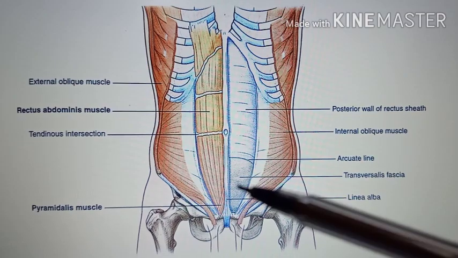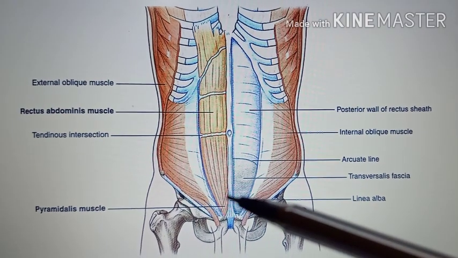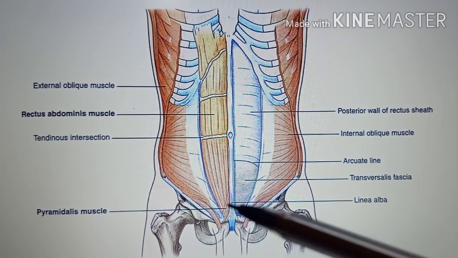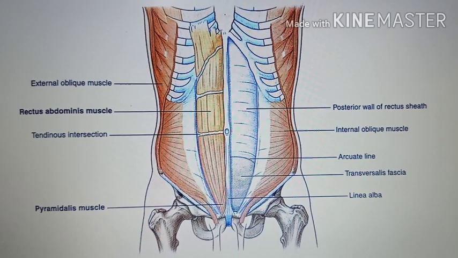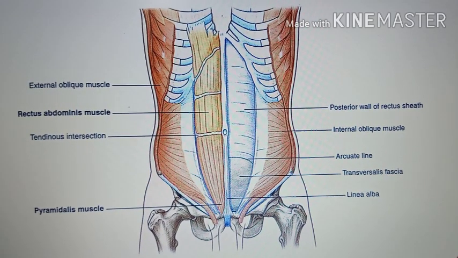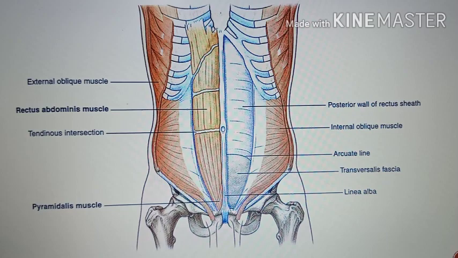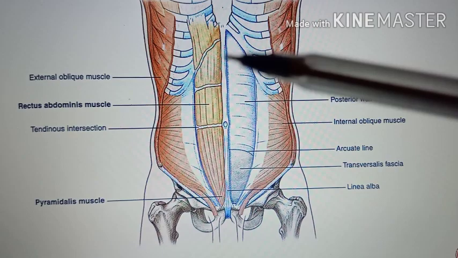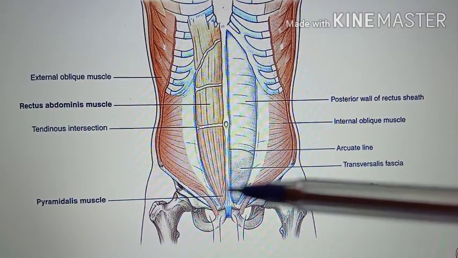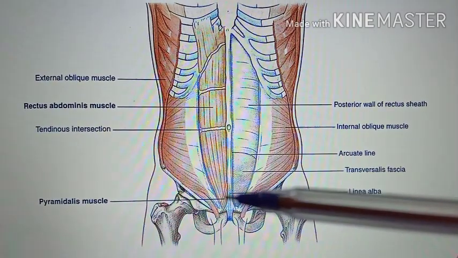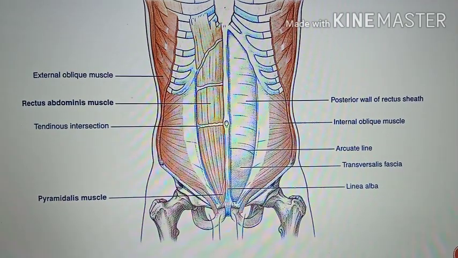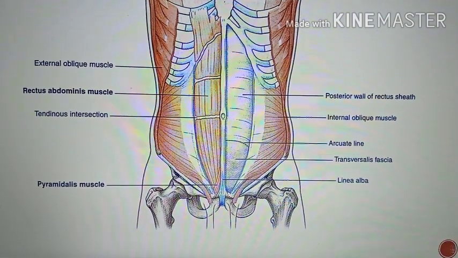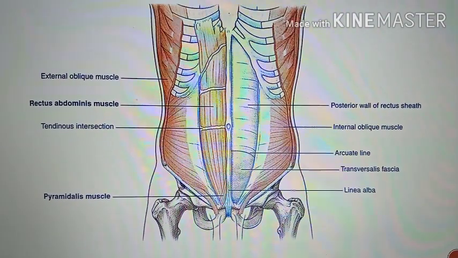You can see another very small muscle over here, the vertical muscle called the pyramidalis muscle. The muscle is rudimentary in human beings. It is a small triangular muscle lying anterior to the lower part of the rectus abdominis muscle, and it also lies within the rectus sheath.